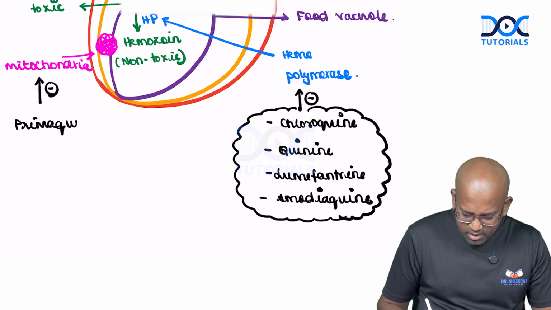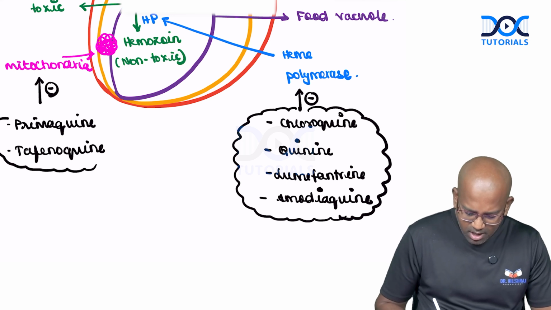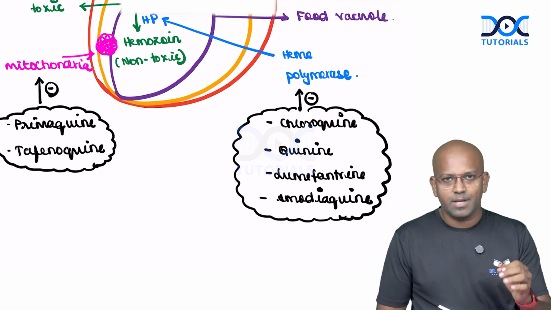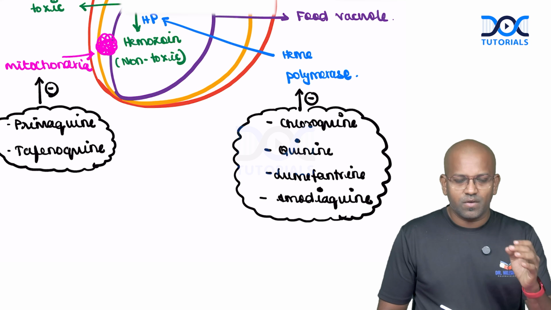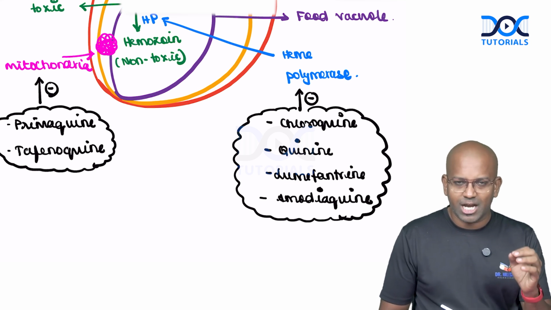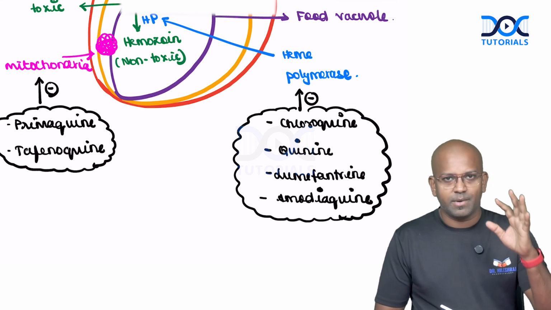And one more newer drug is there called Tafenoquine. Primaquine and Tafenoquine, two drugs which tend to inhibit the mitochondrial ATP synthesis. And I've given you a clue before itself, my dears. I told you that if mitochondrial ATP synthesis is very high, or at the max, the sporozoites can be converted to hypnozoites and merozoites can be converted to gametocytes.